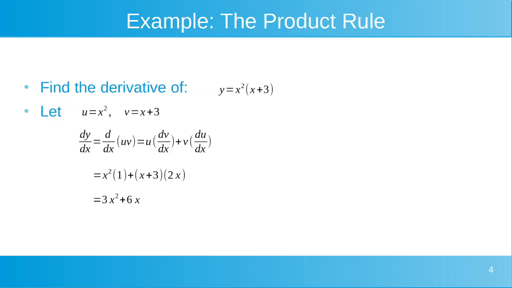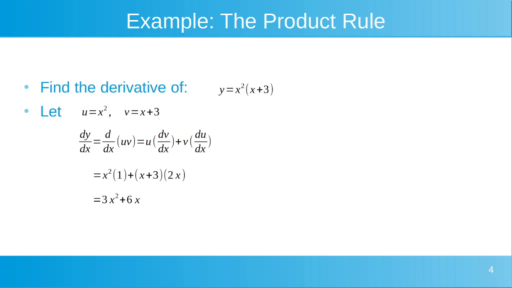Now here's an example of using the product rule. Say we want to find the derivative of y equals x squared multiplied into (x plus 3). To do this, we let u equals x squared and we let v equals x plus 3. Our derivative dy dx is equal to the derivative of u times v with respect to x. And using the product rule, that's equal to u dv dx plus v du dx.